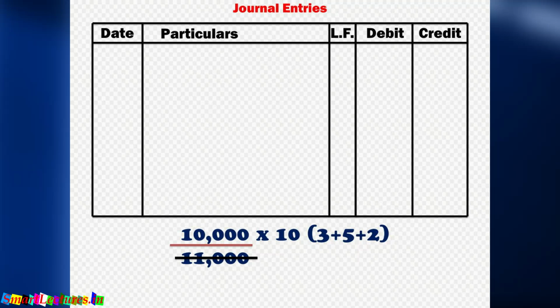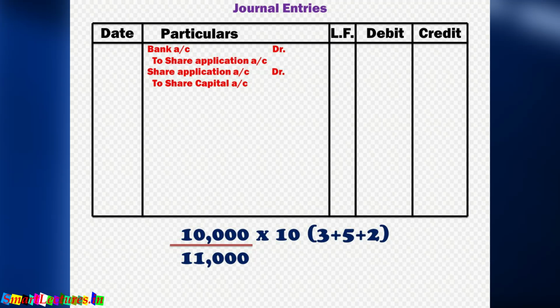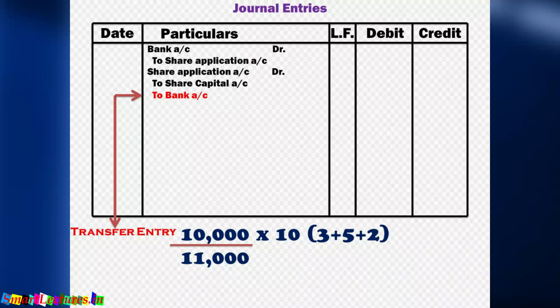First of all, journal entries for share application. The journal entry is bank account debit to share application account, and share application account debit to share capital account. But in this situation, there is an extension of one journal entry, and that is that bank account will be added in the transfer entry. Means the transfer entry will be passed as follows: share application account debit to share capital account and to bank account. And let's see how the amounts will be for the journal entries.